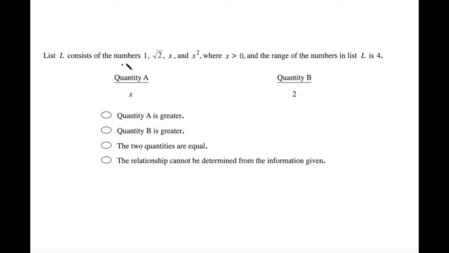List L consists of the numbers 1, square root of 2, x, and x squared, where x is greater than 0, and the range of the numbers in the list is 4. So we want to know what's greater, quantity A or quantity B. Well, let's start by defining the range. What is the range of a list of numbers? It's the distance between the largest and the smallest number in the list.